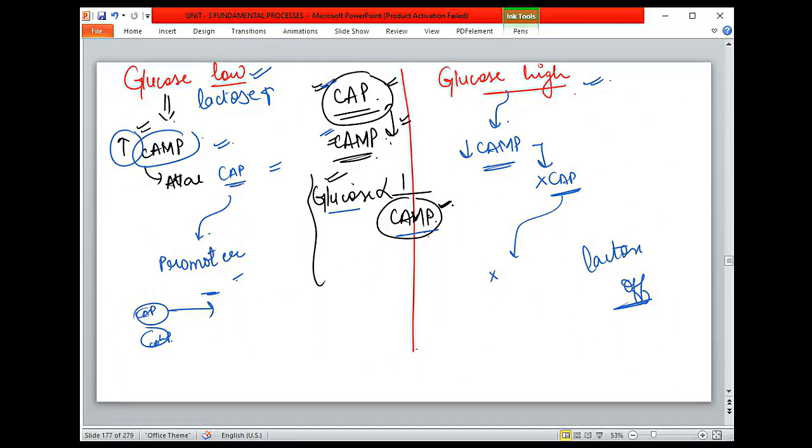Just remember this: first, glucose and cAMP are in inverse relation to each other, and second, CAP and cAMP work in association with each other only to get the higher level of transcription done. Okay, just check if it is clear or not. I'm sending one image also on the group, you can check. It would be much easier for you to get the complete understanding.